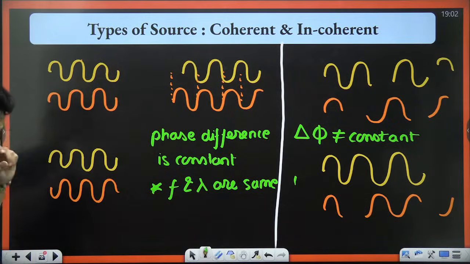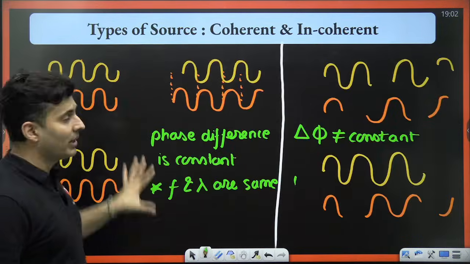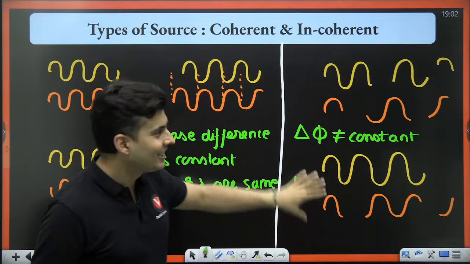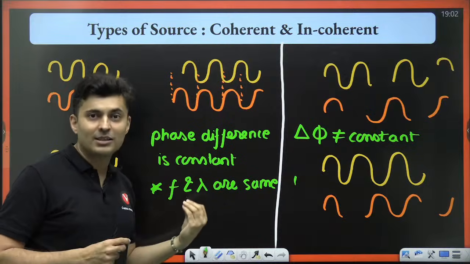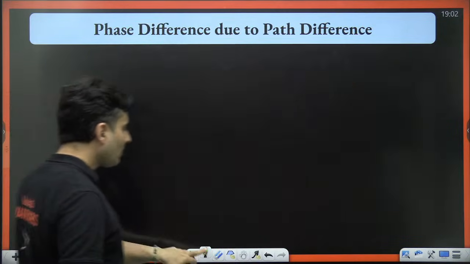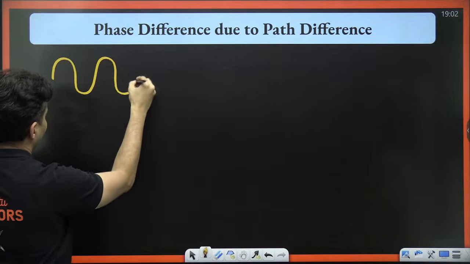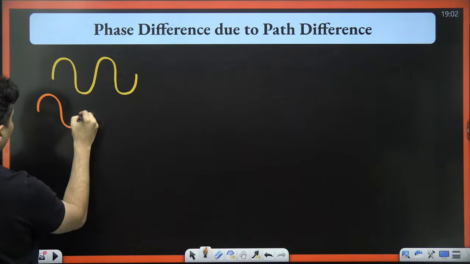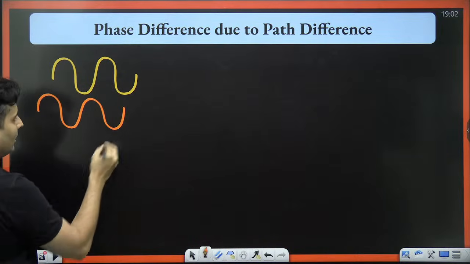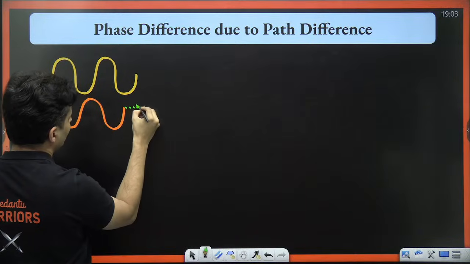Okay, so now coming back. Phase difference due to path difference. We are talking only about coherent sources now, not incoherent. How to find the phase difference between them? Observe this. If there is a wave like this and there is another wave like this, you can see that there is a small gap between these two waves.